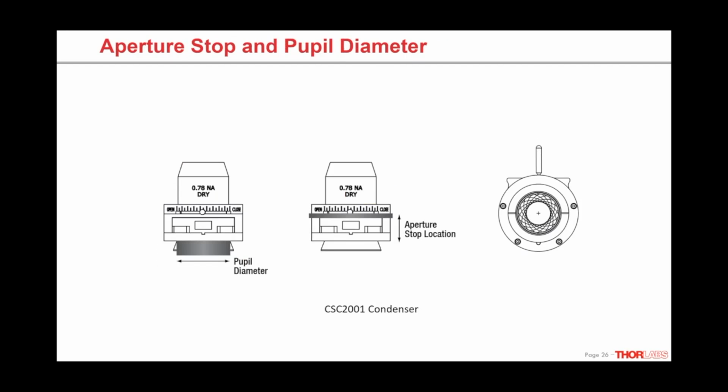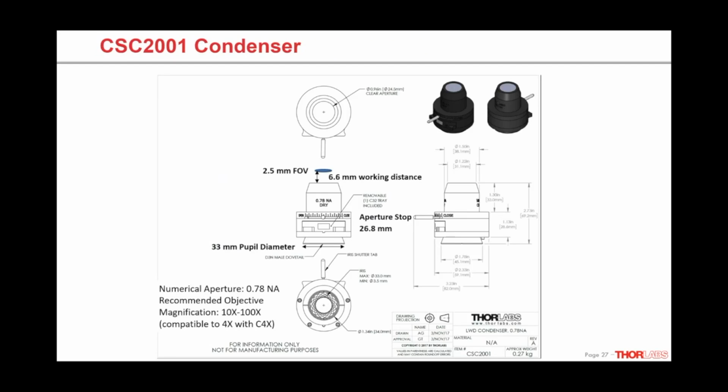The first is the pupil diameter of the condenser, which is the diameter of light that needs to enter the back aperture of the condenser in order to fully utilize the full numerical aperture of the condenser. And the second specification is the aperture stop location relative to the base of the condenser. This is so the aperture iris can be correctly conjugated to the rest of the elements of the transmitted light pathway.